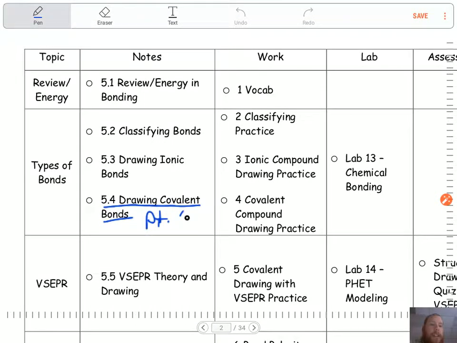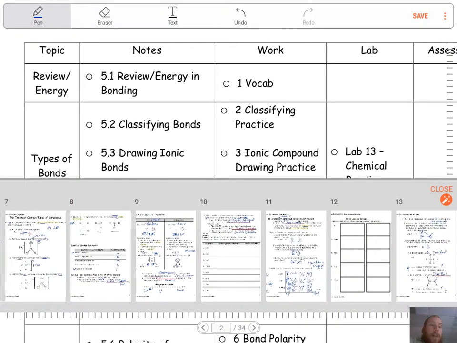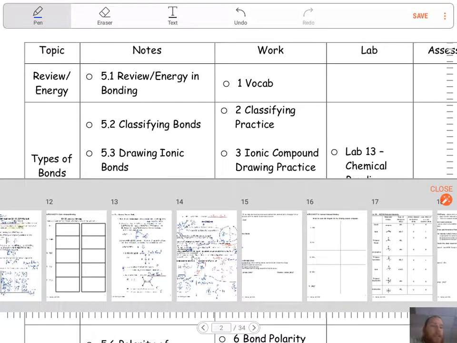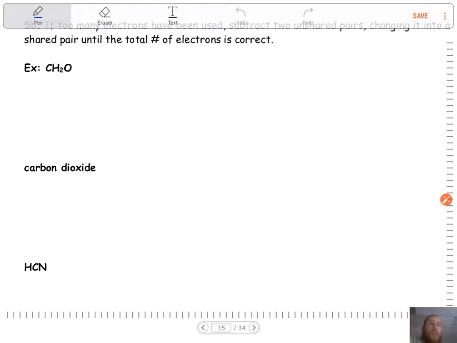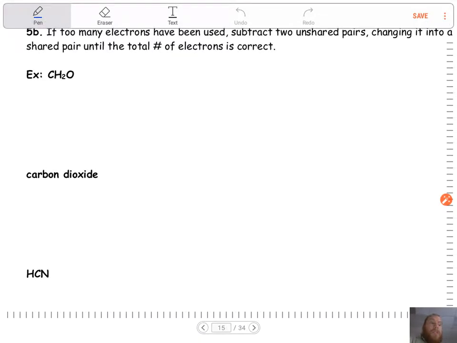Hey guys, this is video 5.4, Drawing Covalent Bonds Part 2. We're going to pick right up where we left off with the other one. I know this is longer. There's just a lot of information going into drawing these covalent ones. These are the ones you'll probably have to draw more on the Regents, so we've got to make sure we spend a lot of time practicing this.